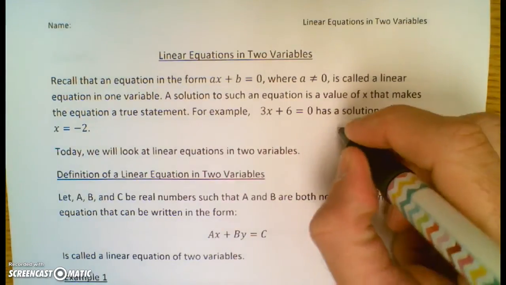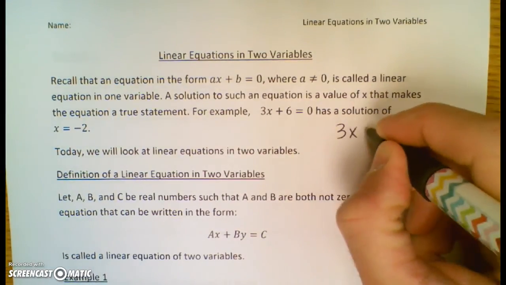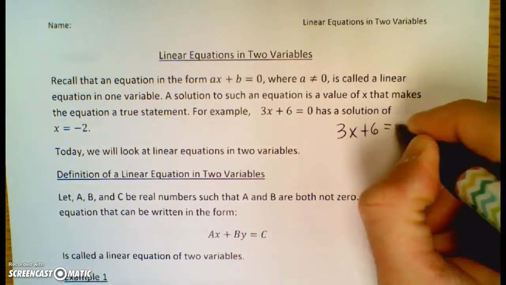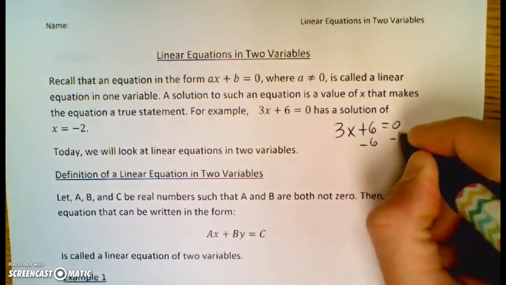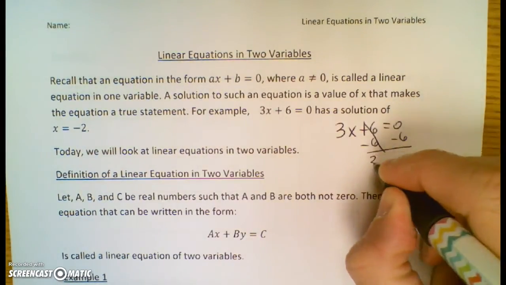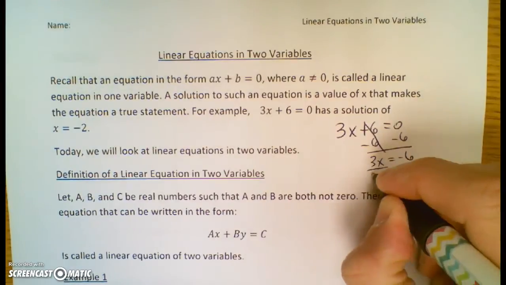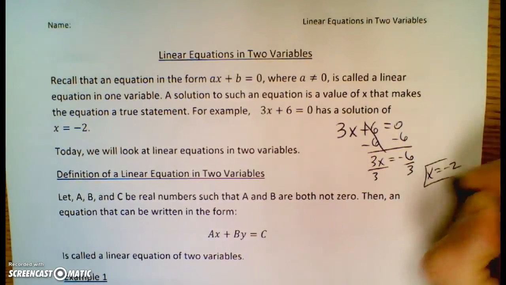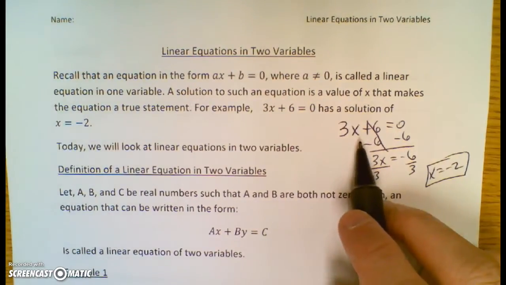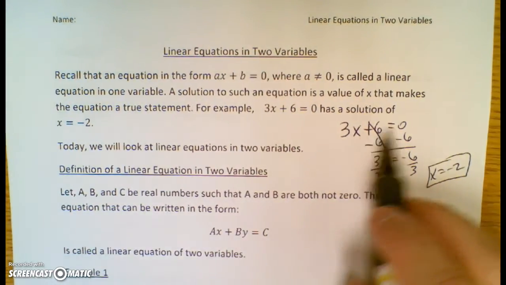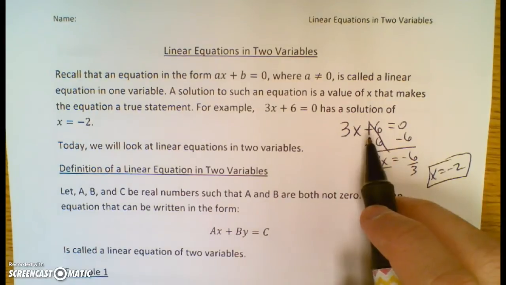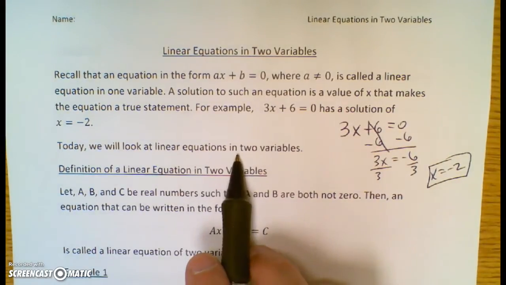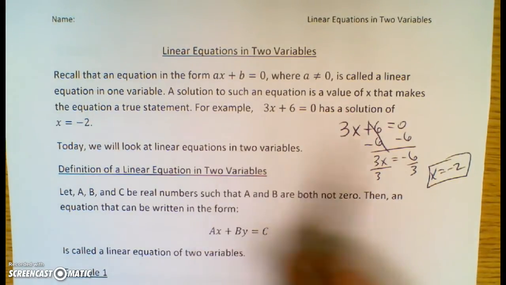So think about, this is what we've worked on the last couple weeks in this class. Just solving this for x, if you solved it, you'd subtract 6 on both sides. 3x equals -6, and then divide by 3. And that's where the x equals -2 comes from, because if I plug in -2, that gives me a value that makes this statement true. Today we're going to look at linear equations in two variables, and we're going to focus on graphing them.